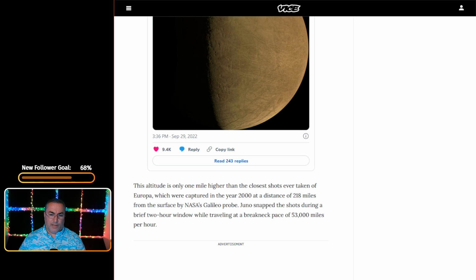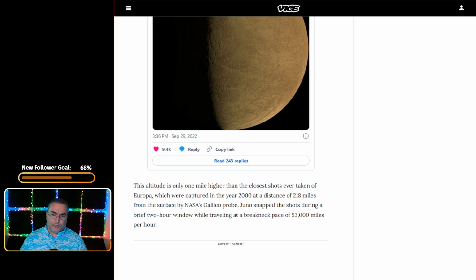This altitude is only 1 mile higher than the closest shots ever taken of Europa, which were captured in the year 2000. Sorry, whenever I hear that, I think of the Johnny Carson show. Oh my gosh, I almost told you exactly how old I am. I act like a kid, but I'm actually kind of like a Benjamin Button kind of a thing, I think, going on. Anyway, in the year 2000 was a skit. At a distance of 200, I think it was Johnny Carson. Now I'm starting to think that maybe it was Conan O'Brien. God, now I'm just lost.